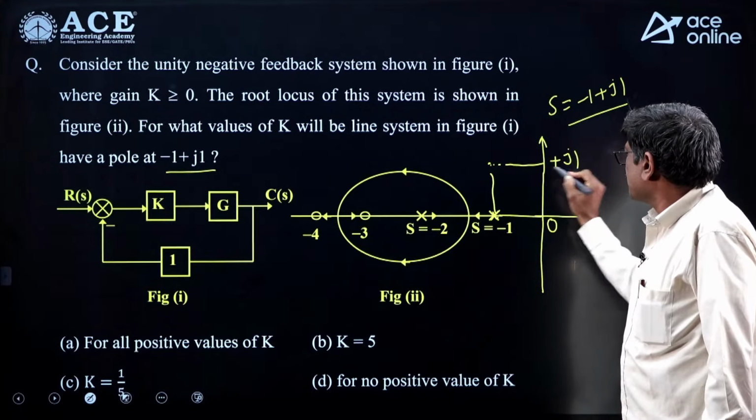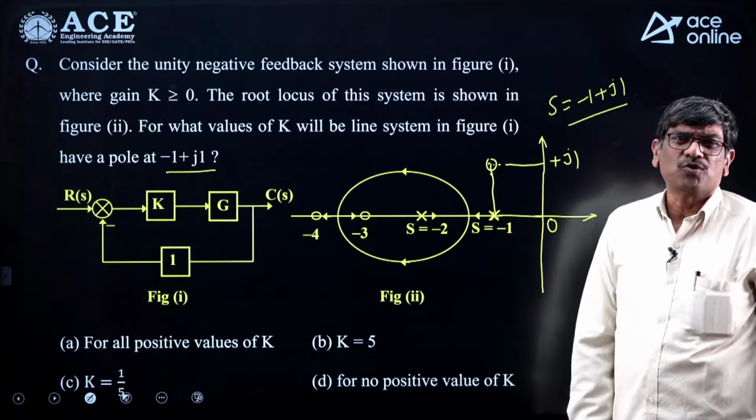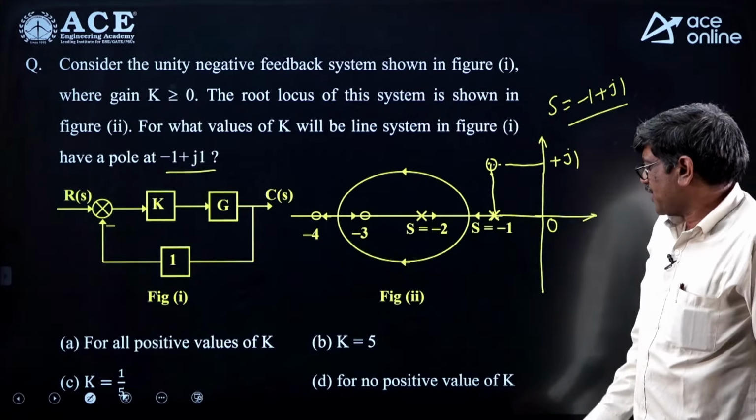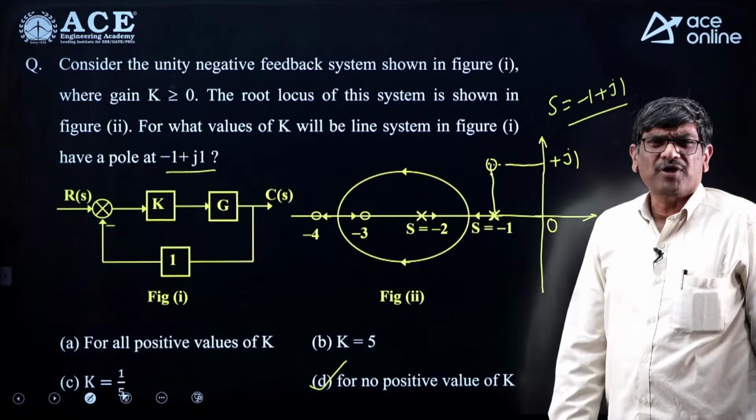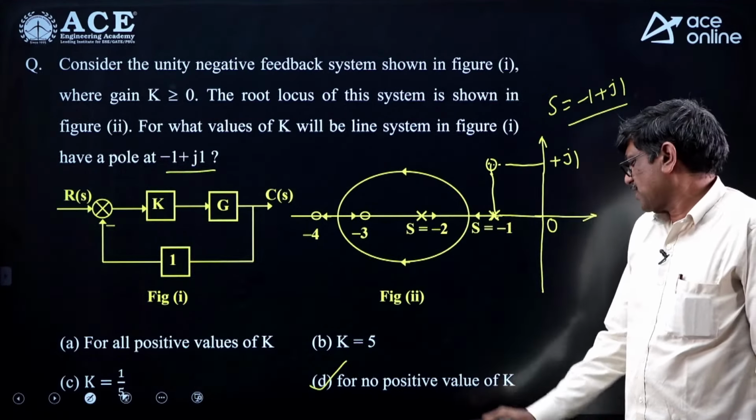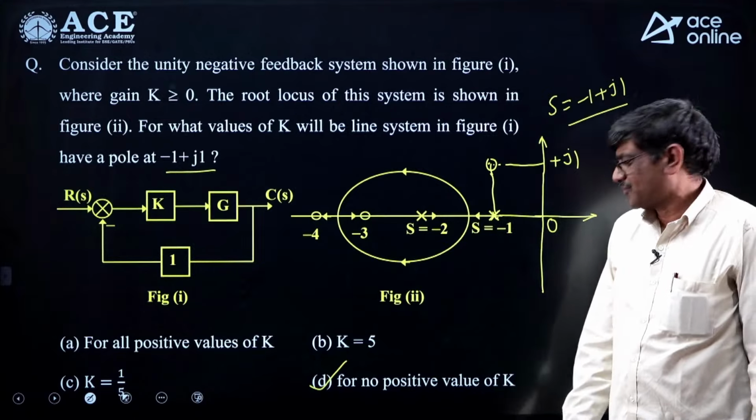So, there is no chance of this point lying on the root locus. That means no positive value of k exists for that pole location or given point. So, option D is correct.